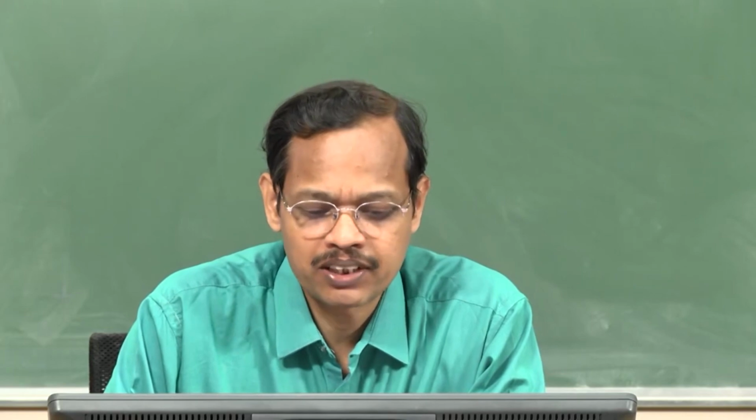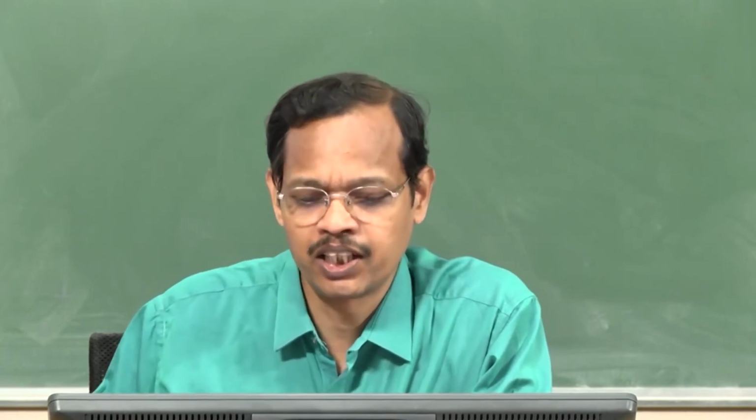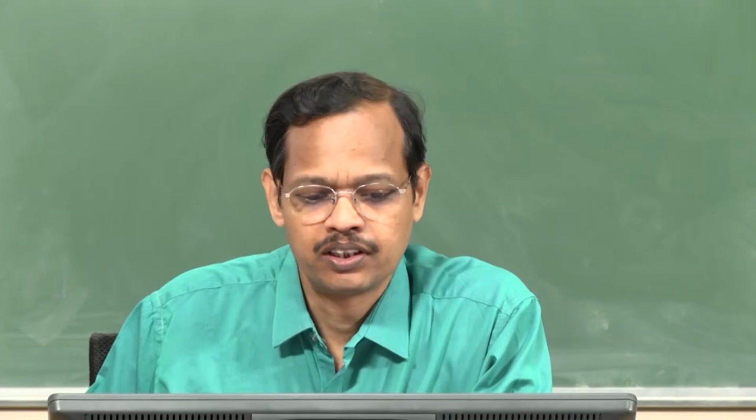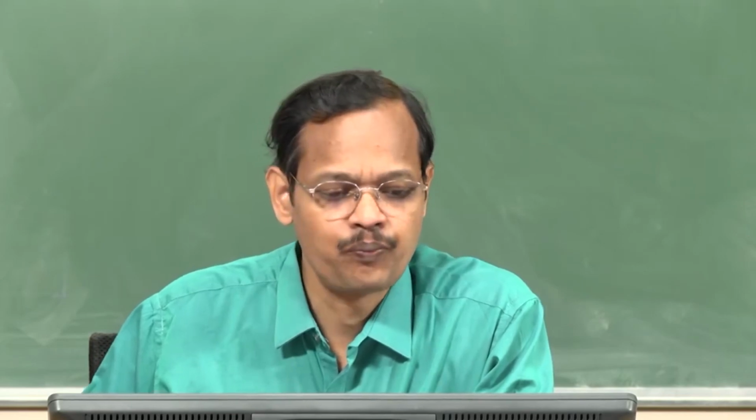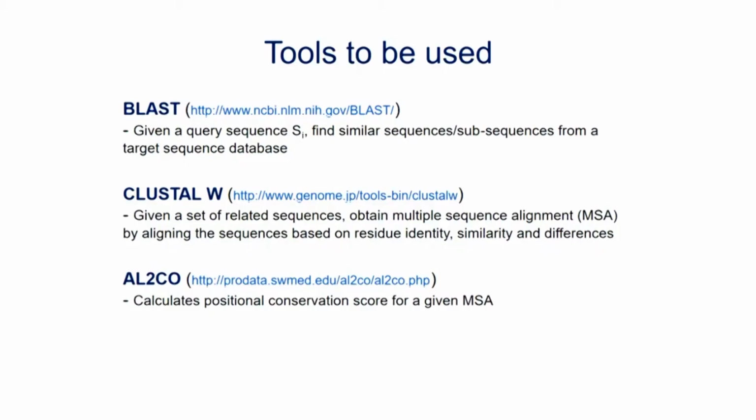Demonstration on BLAST, ClustalW and AL2CO. In this demo, we explain three tools, BLAST, ClustalW and AL2CO, to obtain similar sequences, multiple sequence alignment as well as the conservation score. So, BLAST is used to get the similar sequences and ClustalW is used to obtain the multiple sequence alignment, and AL2CO we can use to get the conservation score.